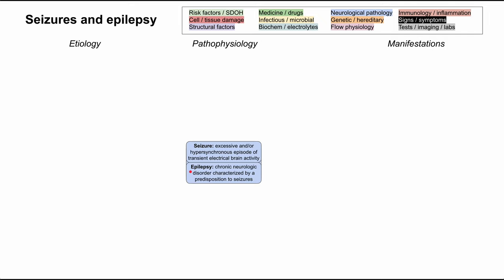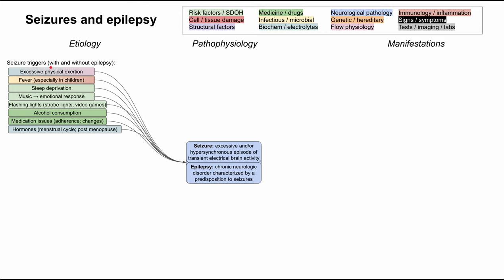Now, the etiologies between seizure and epilepsy have some things in common, and there are some things that are different. So we'll have some things pointing to both seizures and epilepsy, and some things pointing to them individually. Let's start with some seizure triggers, both for patients with and without epilepsy. So this applies to both boxes up here. One seizure trigger is excessive physical exertion. This is largely because physical exertion can deplete your electrolytes and can change your flow physiology as you become dehydrated.